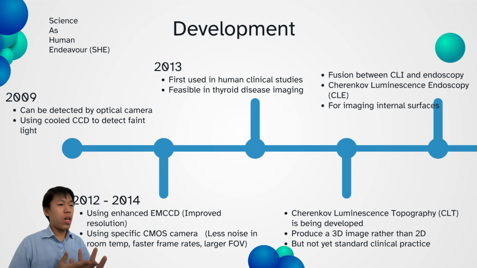And next, the CLI was first used in human clinical studies, in thyroid disease imaging. And next, there is development being done on Cherenkov Luminescence Tomography (CLT), which overcomes the limitations of CLI, because CLI can only produce a two-dimensional image, but the CLT can produce a three-dimensional image, though the CLT is still under development.